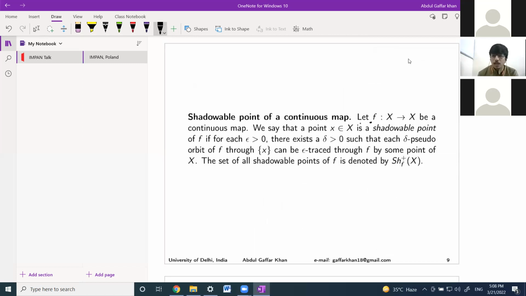In the same paper, Morales also gave an auxiliary definition. Although he studied shadowable points for homeomorphisms, he provided an auxiliary notion that one can define for shadowable points for continuous maps, which is something like this: a point x is a shadowable point if for each epsilon we can find a positive delta, so that every delta pseudo orbit of F through x can be epsilon traced by F. So here, for a delta pseudo orbit, the indexing is n greater than or equal to 0.